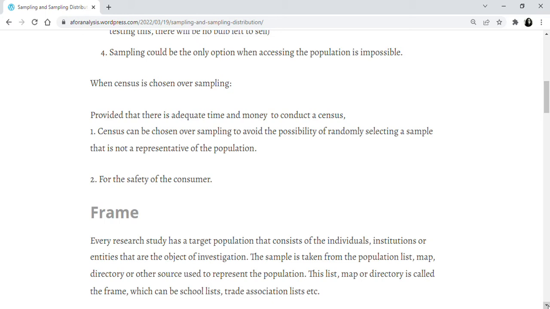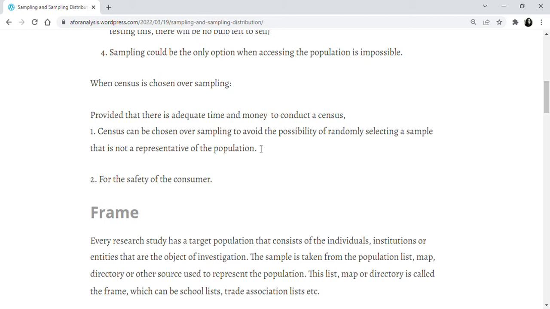Number one, census can be chosen, meaning we gather data for the entire population instead of sampling, to avoid the possibility of randomly selecting a sample that is not representative of the population. Number two, for safety of the consumer. For this one we can give an example: whatever we want to use the sample for, the sample has to be a good representation of the entire population.